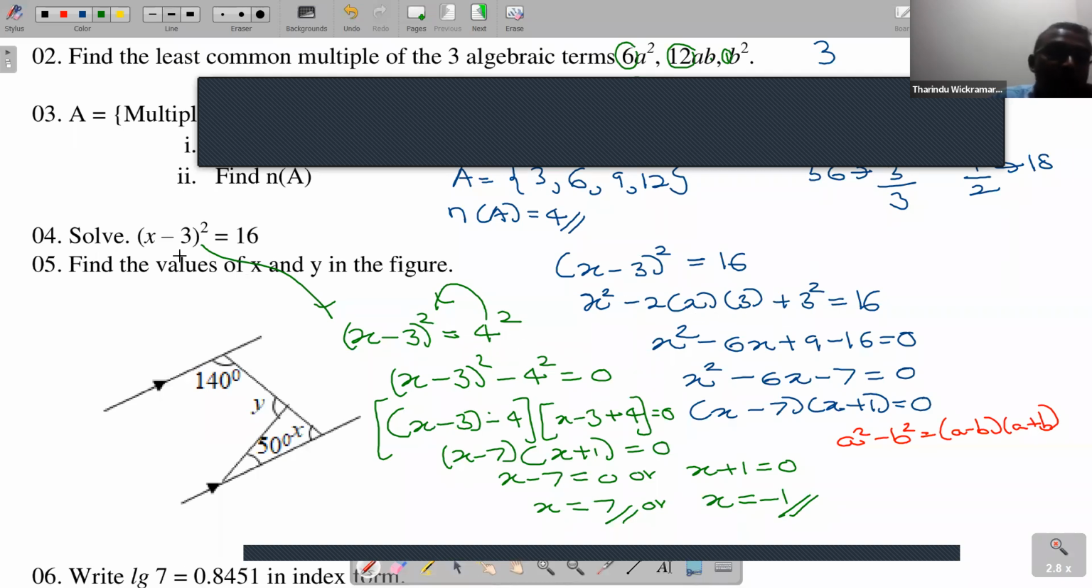Instead of using the a minus b squared, I will write 16 as 4 squared and take that to the other side. Then a squared minus b squared, a minus b, a plus b. This whole thing is a. A minus b, a plus b. Then you can easily simplify. Right.